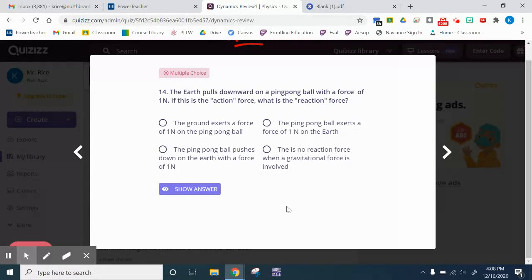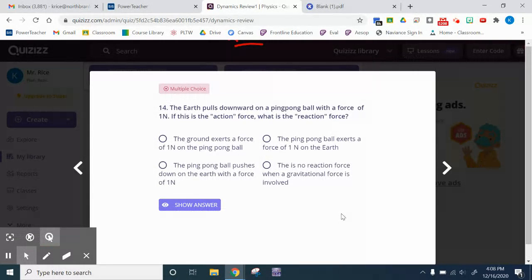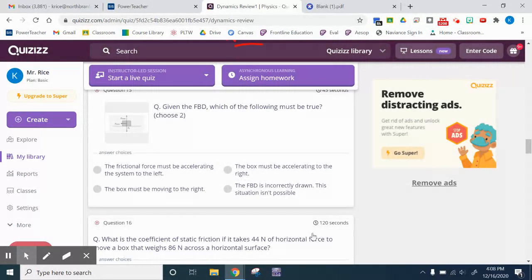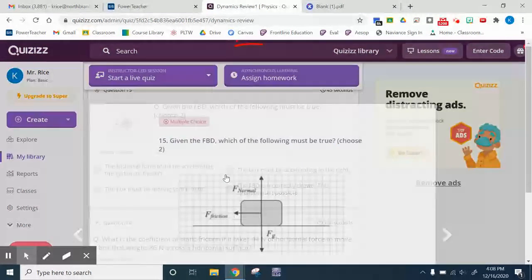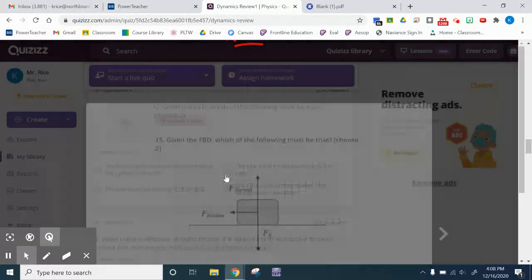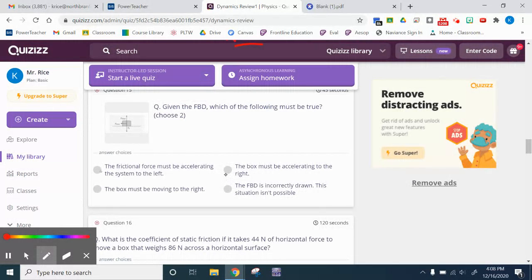I think, see if I changed that. I believe I changed it to choose two. Yeah, it's choose two. So two things are true there. Acceleration is to the left, which means it's slowing down as it moves to the right.